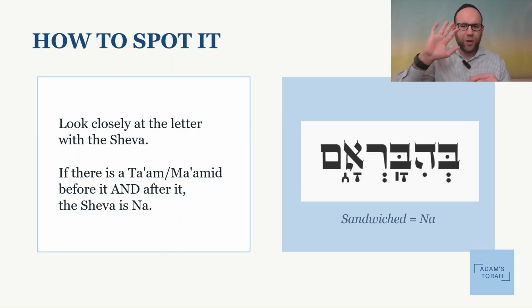But let's say you are going to forget about that rule for a moment. Here, the new rule that we're talking about is being sandwiched. That resh, which has a sheva, the letter right before it, the bet, has a ma'amid underneath it.